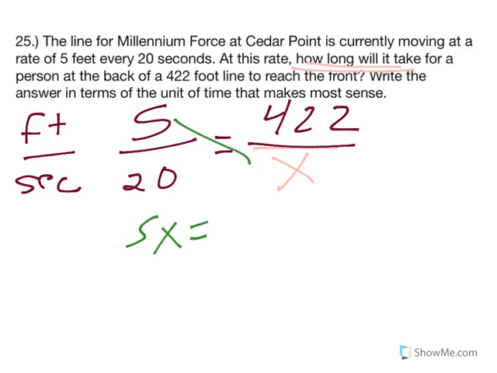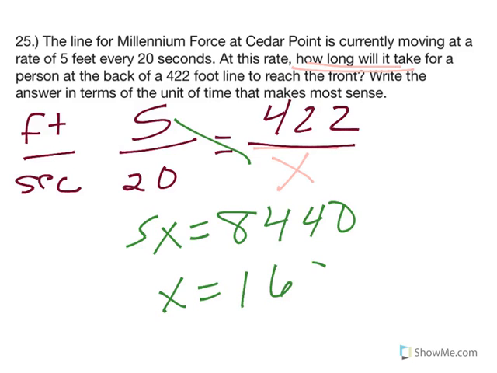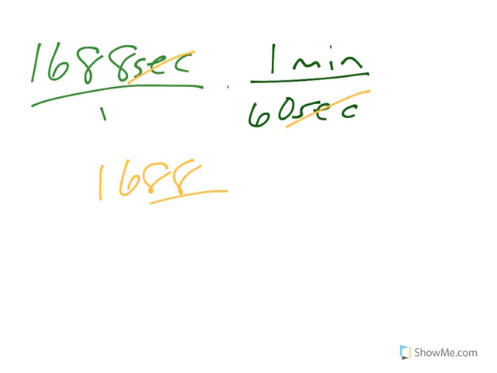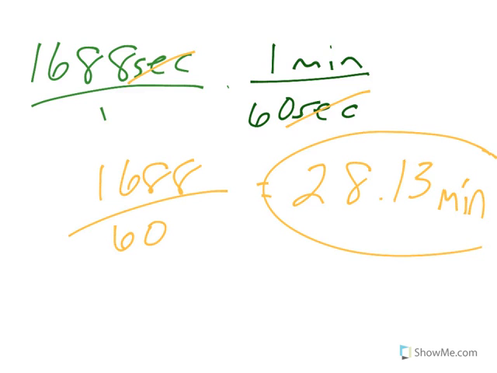5x equals 8,440. Divide by 5, and I end up with 1688 seconds. Well, I don't know about you, but I don't usually count that high in terms of seconds. So if I take 1688 seconds, I know there are 60 seconds in 1 minute. And so by dimensional analysis, I can take 1688 and divide by 60, and that will give me approximately 28.13 minutes. So just shy of a half hour till you will get to the front of the Millennium Force line.